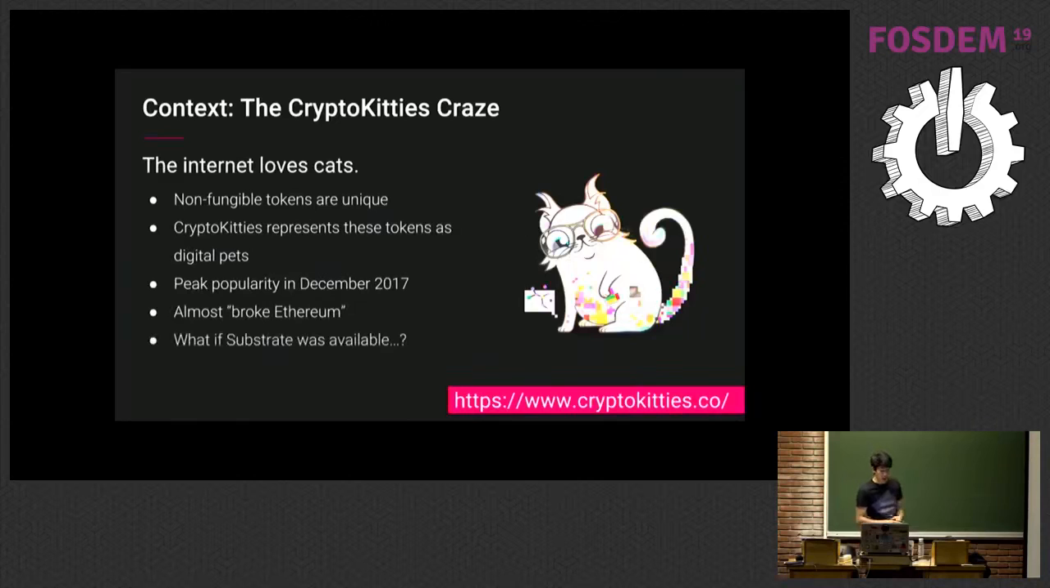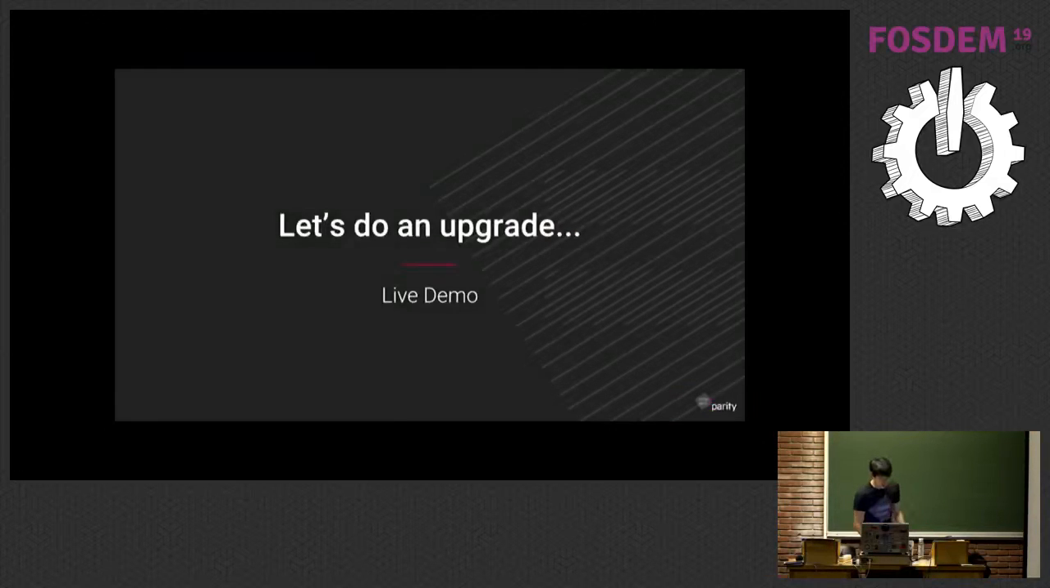As a dApp developer, really the only option at the time was to build on Ethereum or some existing platform. And so the question I want to ask is, what if Substrate was available then? What if you could build your own blockchain network, independent from others, and have your project grow and scale independent of the network and the other projects that are building on it? So that's what I want to show you. So with that in mind, let's do an upgrade.